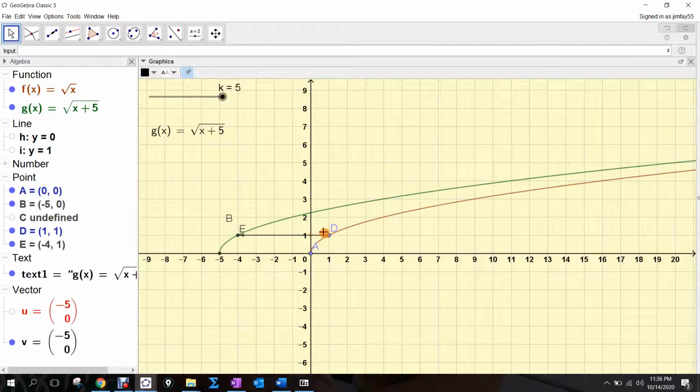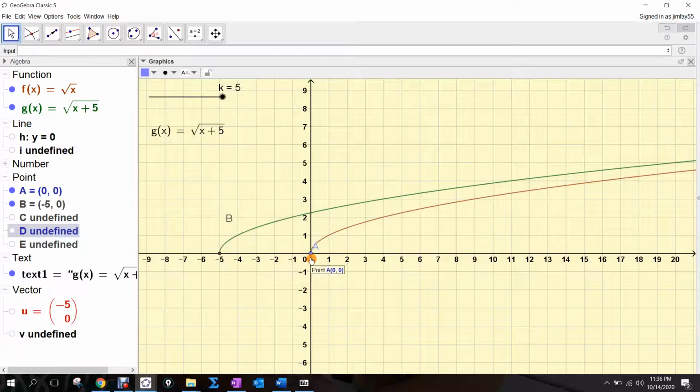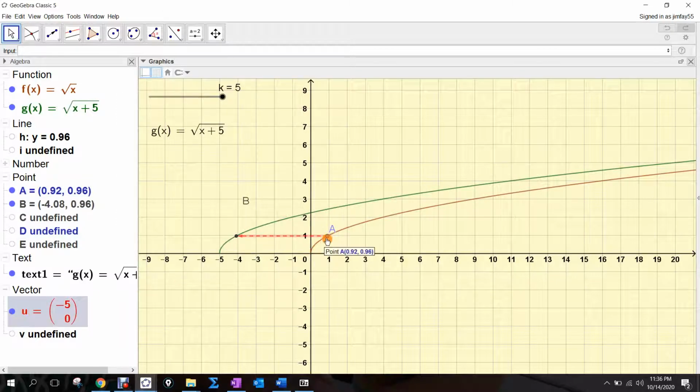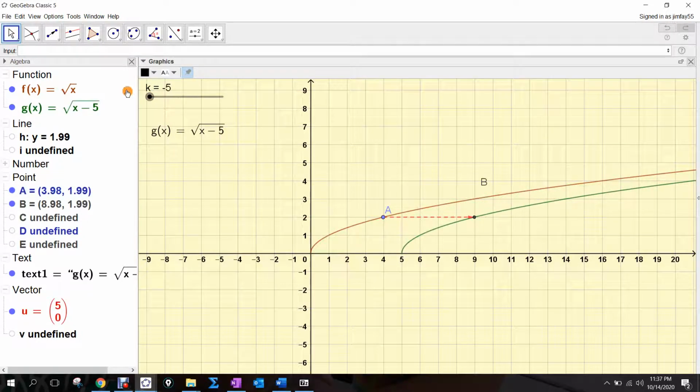So let's just look at this point 0, 0. 0, 0 turns into negative 5, 0. This point right here of 1, 1, move it left 5 units becomes negative 4, 1. This point here, 4, 2, move it left 5 units becomes negative 1, 2. So that's a relationship that we see now.